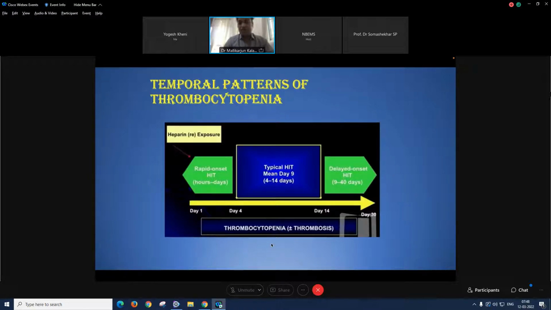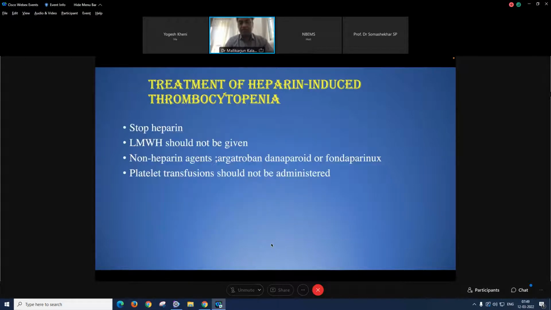We also know that this can be a classical HIT, which typically occurs between day 4 to day 14, or it can be an accelerated or rapid onset HIT, wherein the patient has pre-exposure to heparin and has a preformed antibody. And rarely it can also be a delayed HIT. So that is something that needs to be remembered. It's a very simple 4T clinical scoring that we can use to suspect the probability of HIT, and then we can do a test called HIT serology to confirm the same.